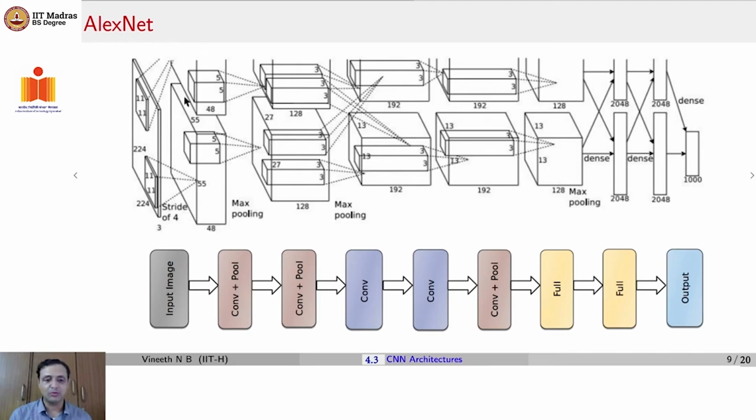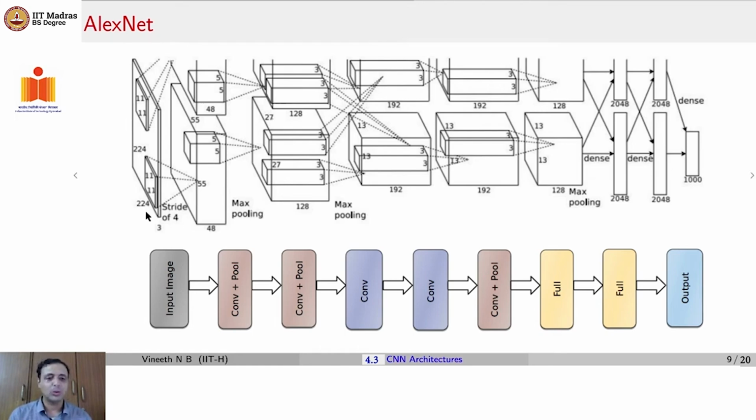So this output of 55 cross 55 cross 48 was after doing the convolution part, and then you do a max pooling which reduces the size further. Then once again they had a conv plus pool, then only a conv, then only a conv, then again a conv plus pool, then a fully connected layer, then a fully connected layer, and then finally the output layer. Let's look at least the first layer's numbers once more, and you can perhaps work out the remaining layers based on the principles that we talked about in the first lecture this week.